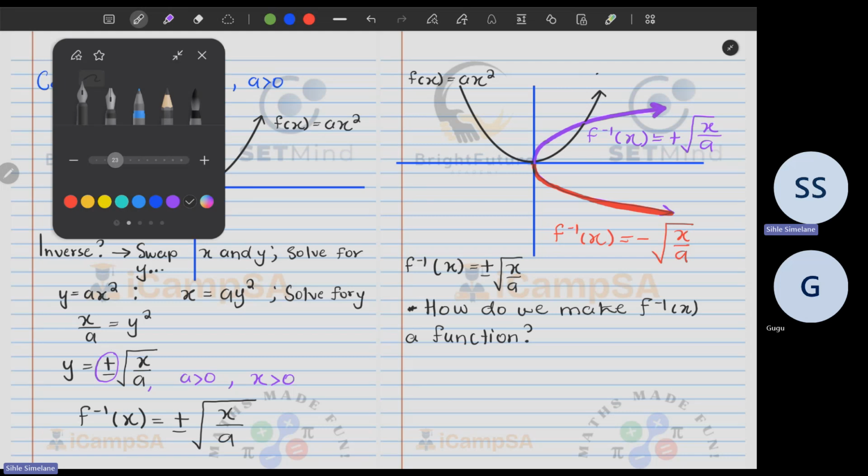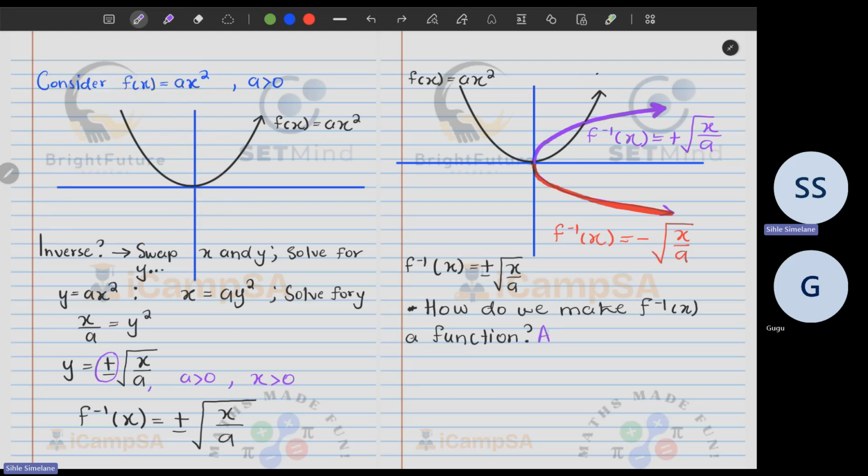The answer is we are going to restrict the domain, not the domain, sorry, the range. The answer is very simple: we need to restrict the range of the inverse. But guess what this does? If you restrict the range of the inverse, this is the same as restricting the domain of the original function. Do you understand that?